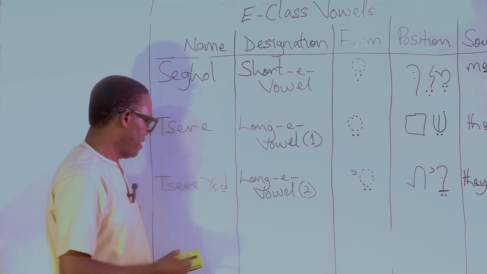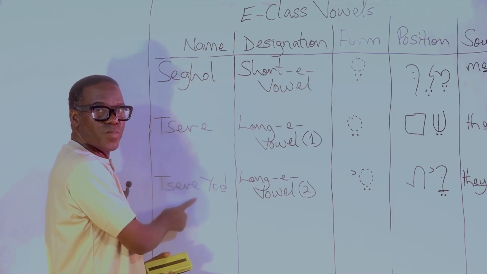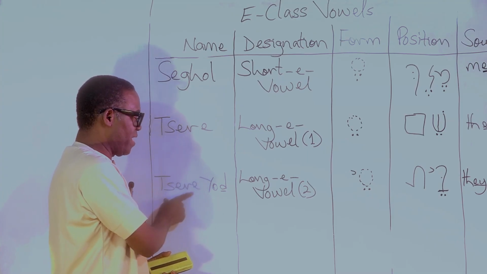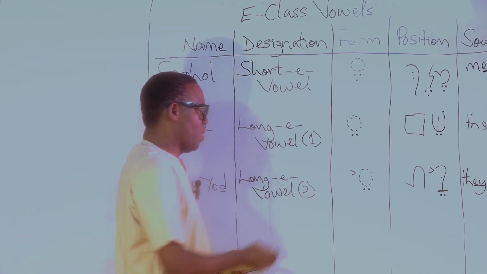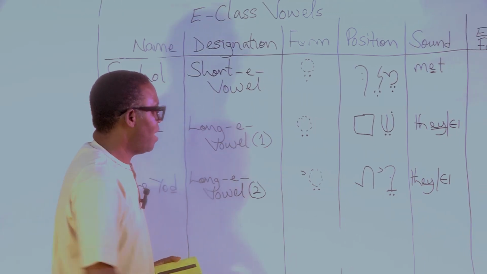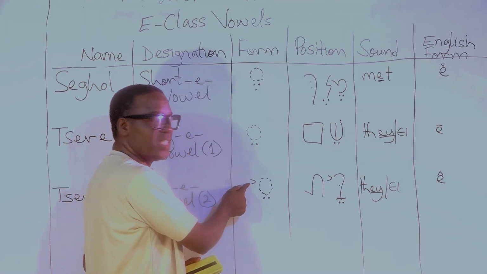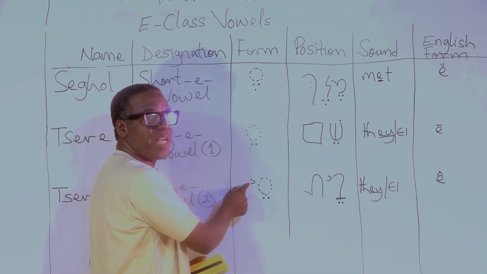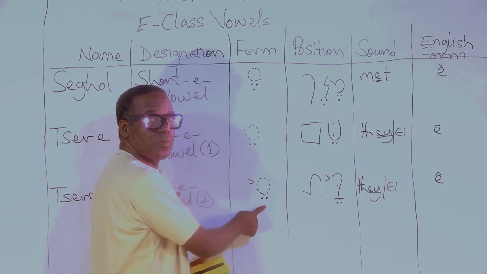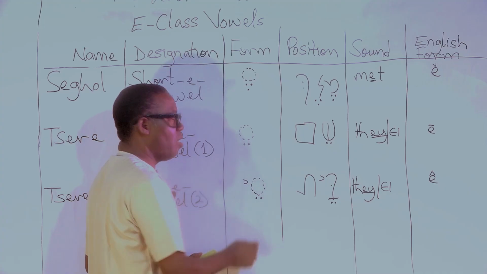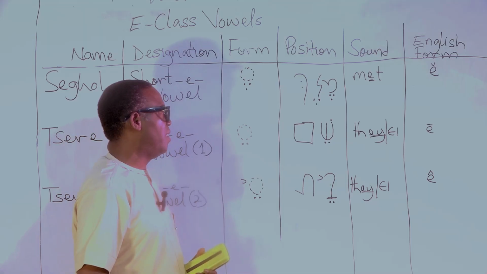Now we'll go to the second long E vowel. The name is sere yod, a combination of sere and the letter yod. It is a long E vowel, actually the second one. Now let's look at the form. You see sere here, and you see yod here. This yod is not a consonant. It joins this sere to form sere yod. So this is the form of the second long E vowel in Hebrew.